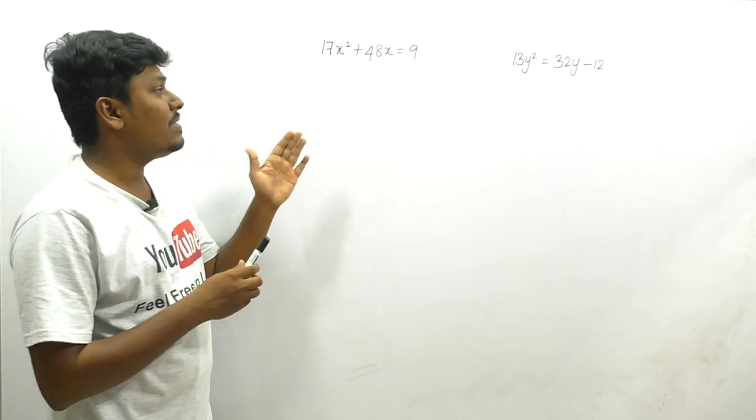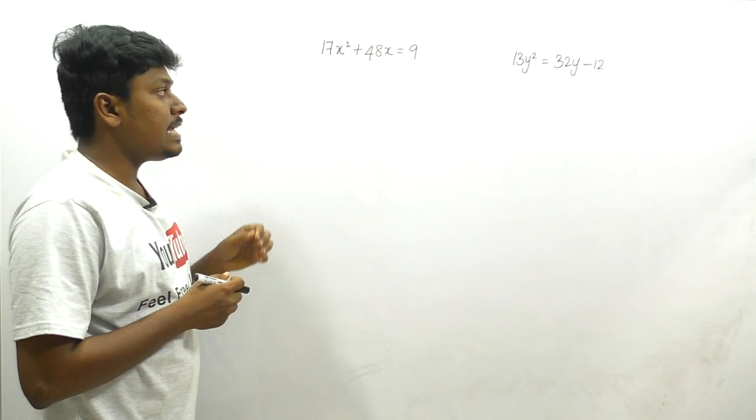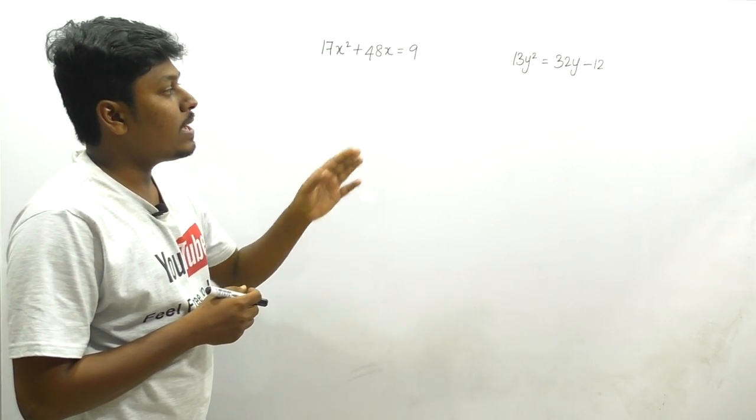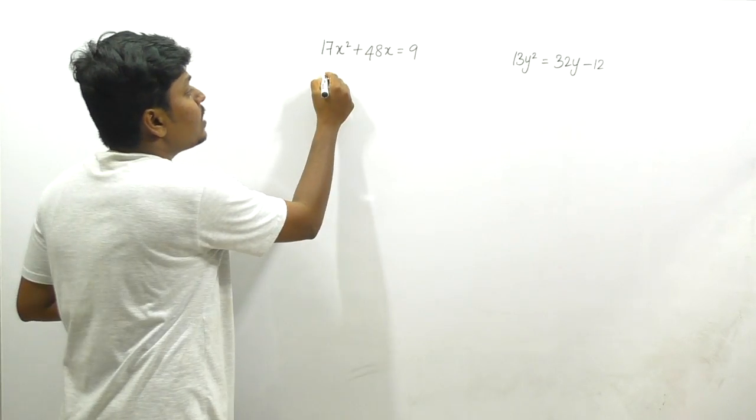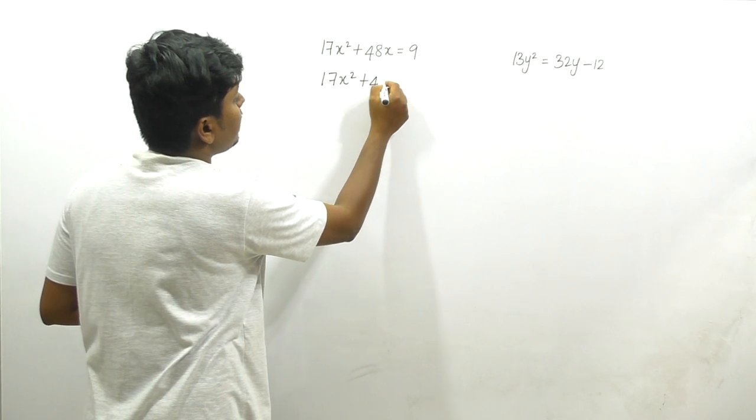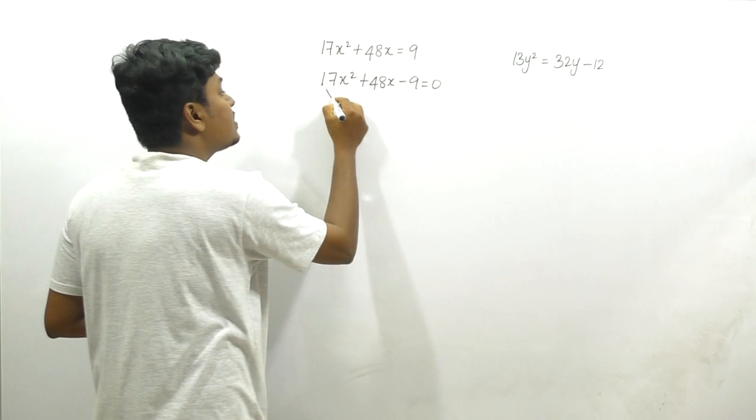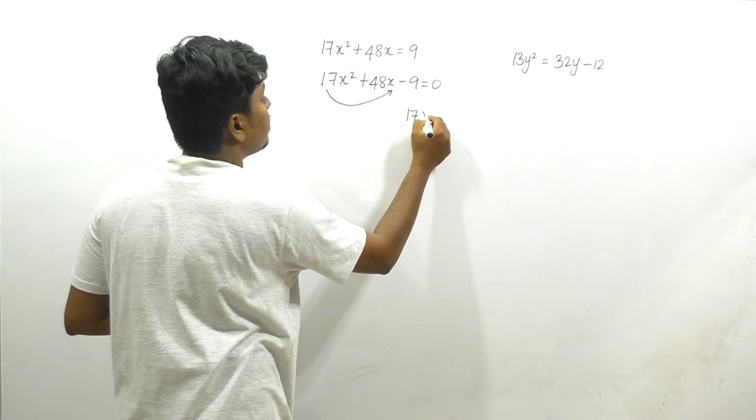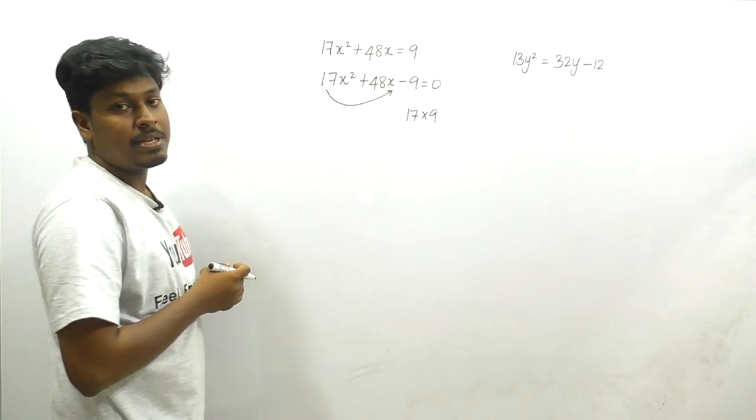Okay friends, now let me solve this equation question. 17x square plus 48x equal to 9. 13y square equal to 32y minus 12. So first of all, let me write this as a proper quadratic equation, that is 17x square plus 48x minus 9 equal to 0. So our first step is to multiply these. So 17 into 9. Don't waste your time by multiplying 17 into 9. So keep both the numbers as they are.